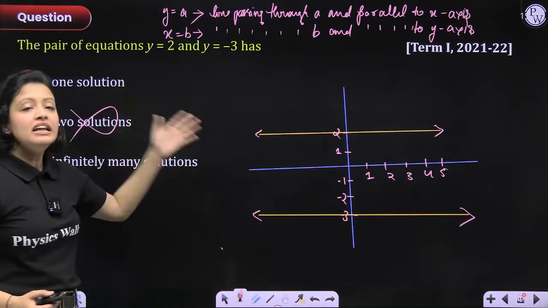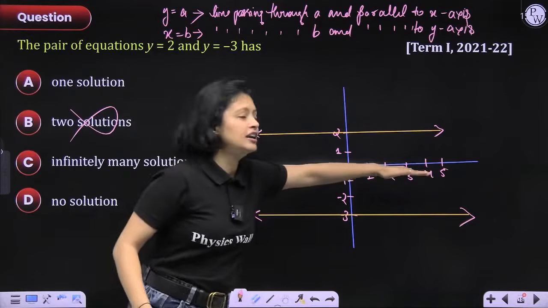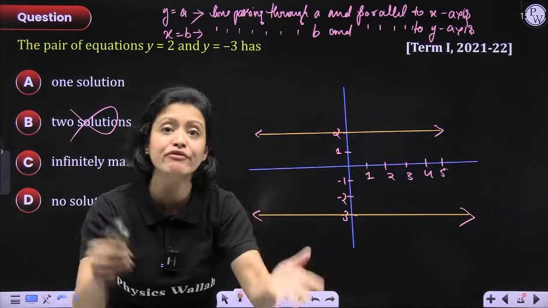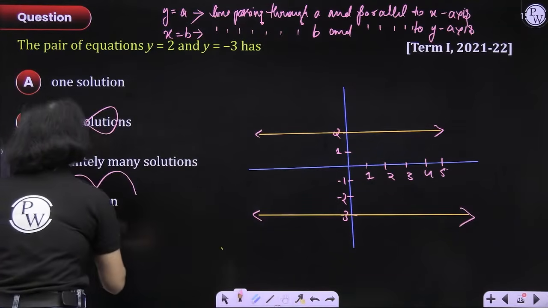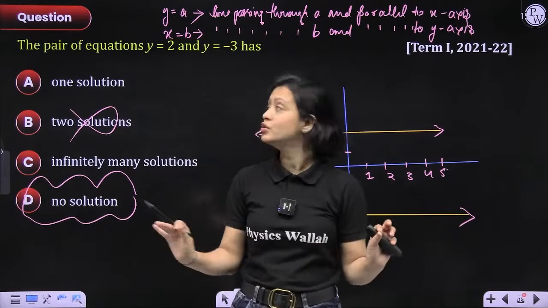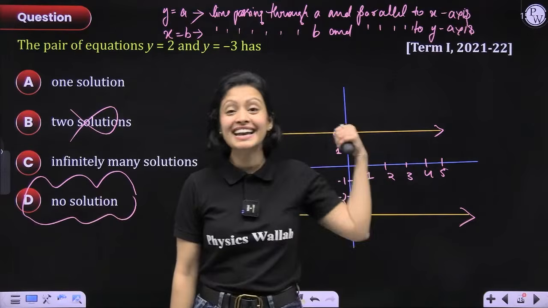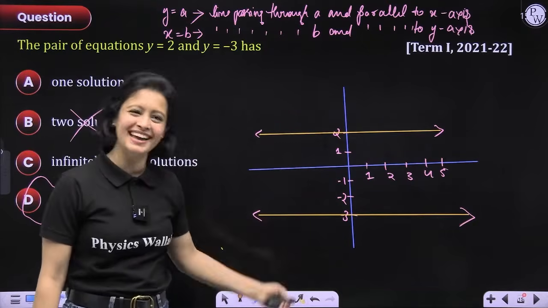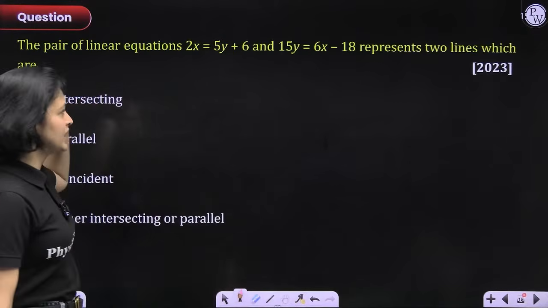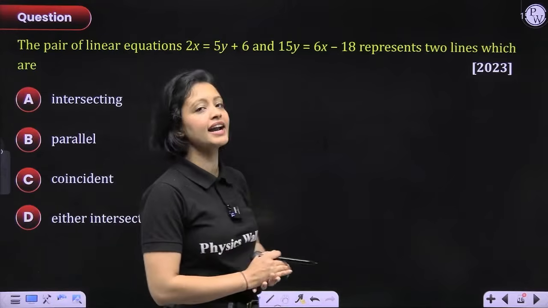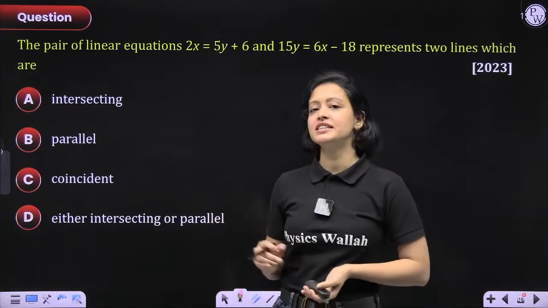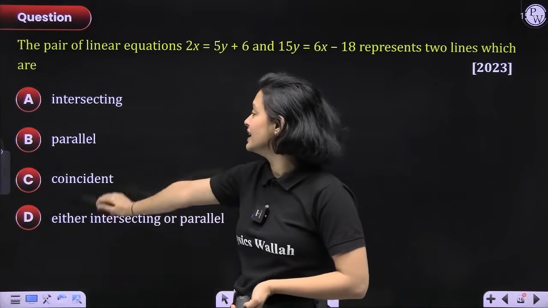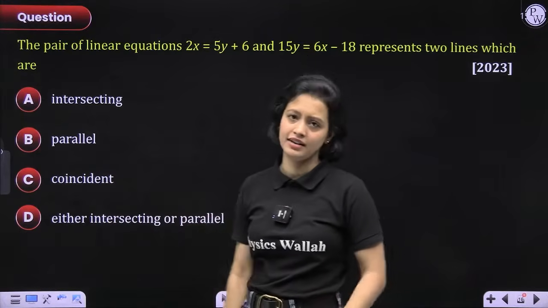So yes, you can clearly see that both these lines are parallel to x-axis. That means both the lines are parallel to each other. That means these two lines will never meet. The number of solutions is 0. There is no solution. It is an inconsistent system, right? So I think this was very easy. Okay, let's move on. Now, again, we have a similar type of question where again a pair of linear equations is given to us and it is asked whether the graph would be of intersecting lines, parallel lines, coincident lines, or either intersecting or parallel lines. Okay?